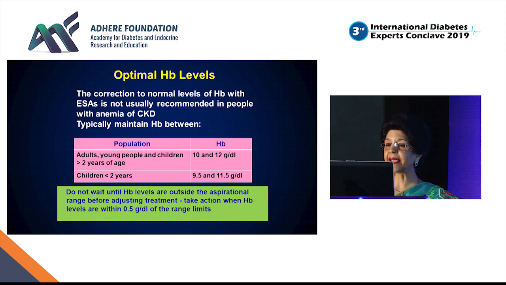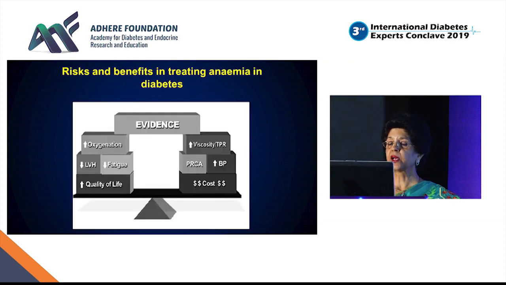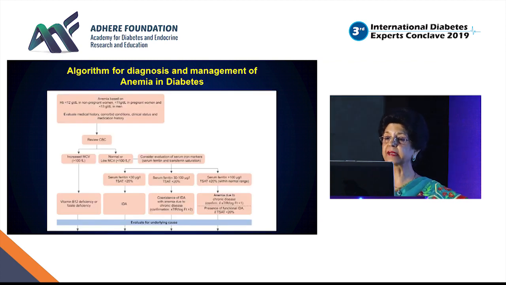We should typically maintain the hemoglobin levels in adults, young people, and children over 2 years of age between 10 to 12 grams. In children less than 2 years, we should target between 9.5 and 11.5. And like I've said, do not wait till you fall below the aspirational range. Take action when even 0.5 gram difference is seen. So overall, you weigh the risks and the benefits and then decide as to how the treatment modality is to proceed. This is an algorithm.